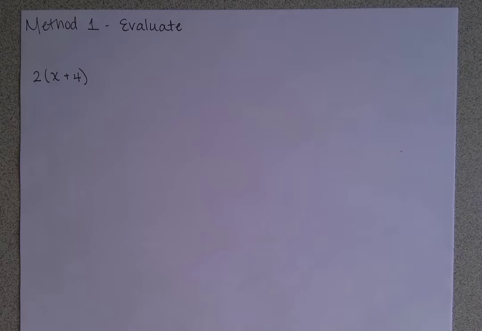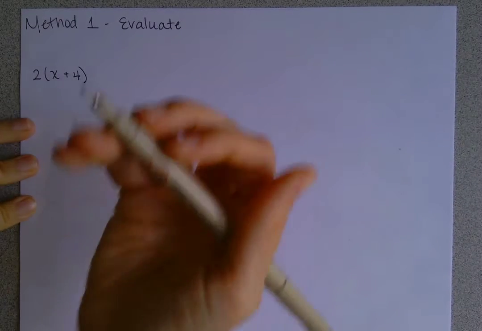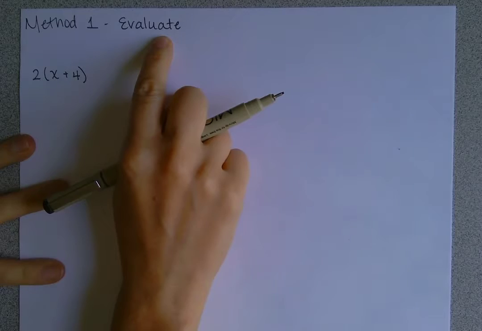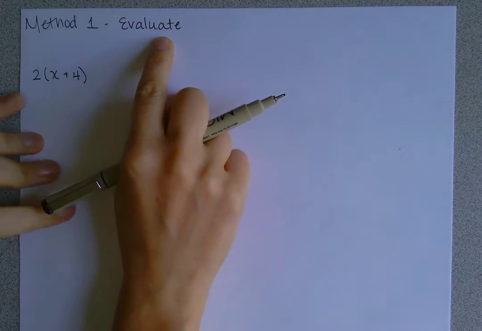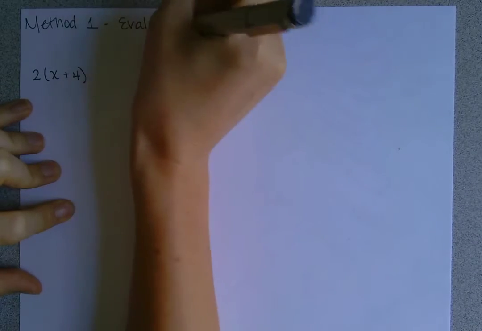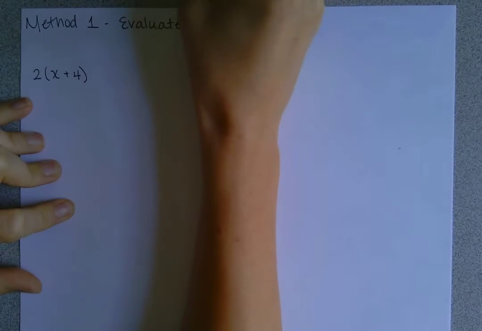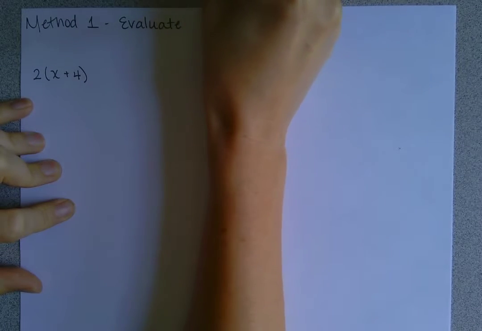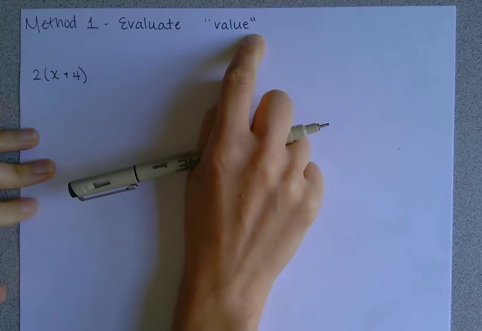First method for deciding if two expressions are equivalent, or I guess it's not really deciding if they're equivalent, it's more checking your work. We'll talk a little bit more about why this doesn't necessarily work all the time. But first method is to evaluate. Some people panic when they see the word evaluate, but you can kind of see the word value in here. So it means to plug in or find a value.